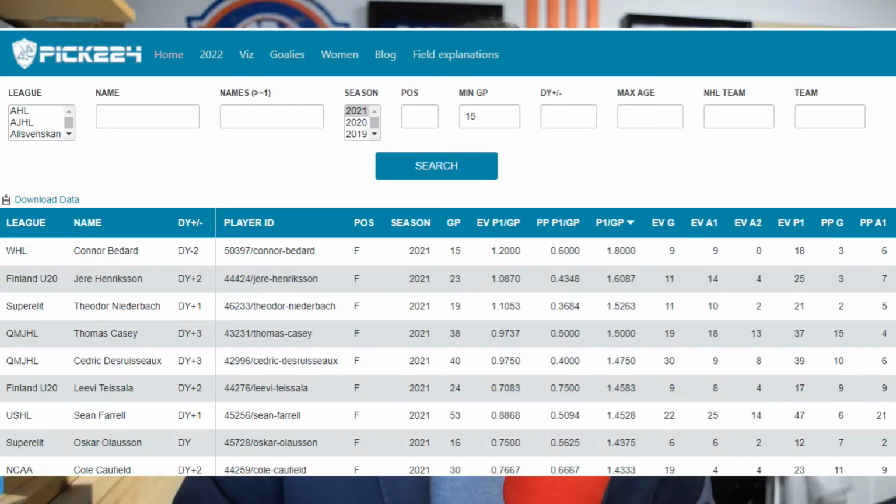Now, before I get into breaking down the individual numbers and how I came up with that specific number, I should tell you where I got the data from, because I didn't mine it myself. I got it from pick224.com. They do an excellent job at just scraping a bunch of information for a ton of hockey leagues around the world and putting it in one place. And I have to thank them incredibly for having that data and letting me take it and use it.